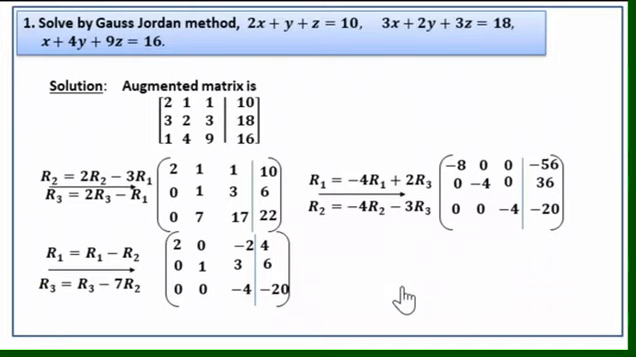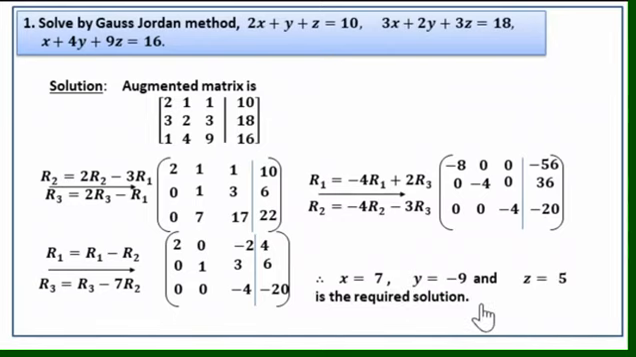So from the first equation we have -8x = -56, so x is -56 by -8, which is 7. And from the second equation, -4y = 36, or y = 36 by -4, which is -9. From the last equation, -4z = -20, so z is -20 by -4, z equals 5. So this is the required solution: x = 7, y = -9 and z = 5 is the required solution of the given system of equations.